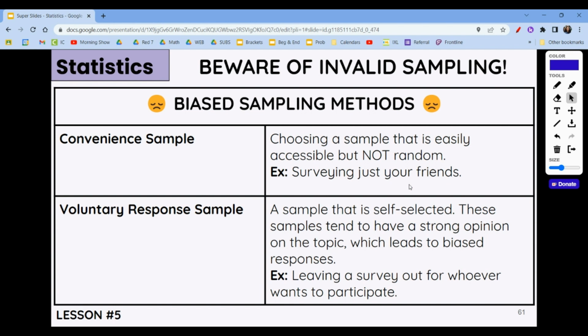Voluntary response sample. A sample that is self-selected. These samples tend to have a strong opinion on the topic, which leads to a biased response. For example, if you leave a survey out for whoever wants to participate, the responses you get back are not random and they could be very biased in nature.